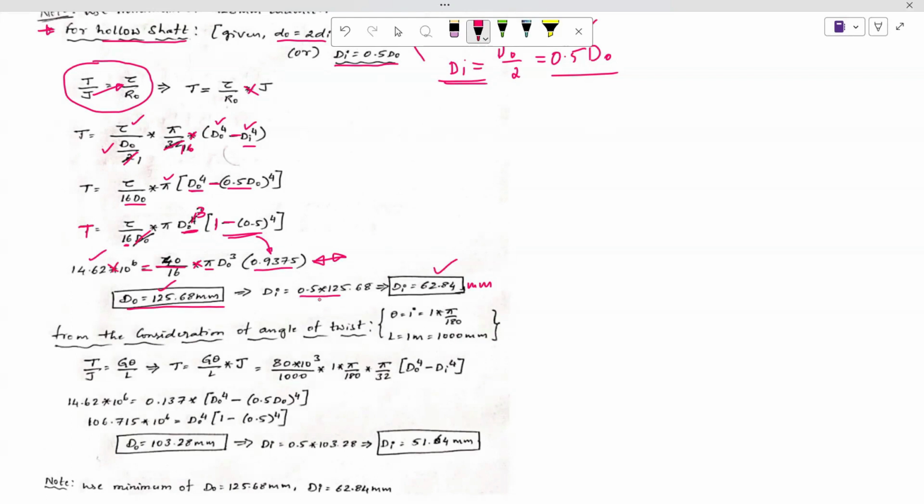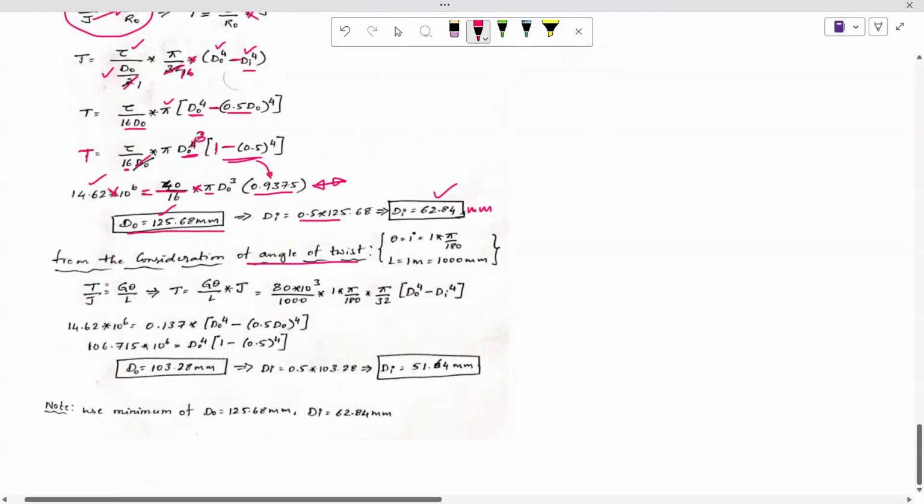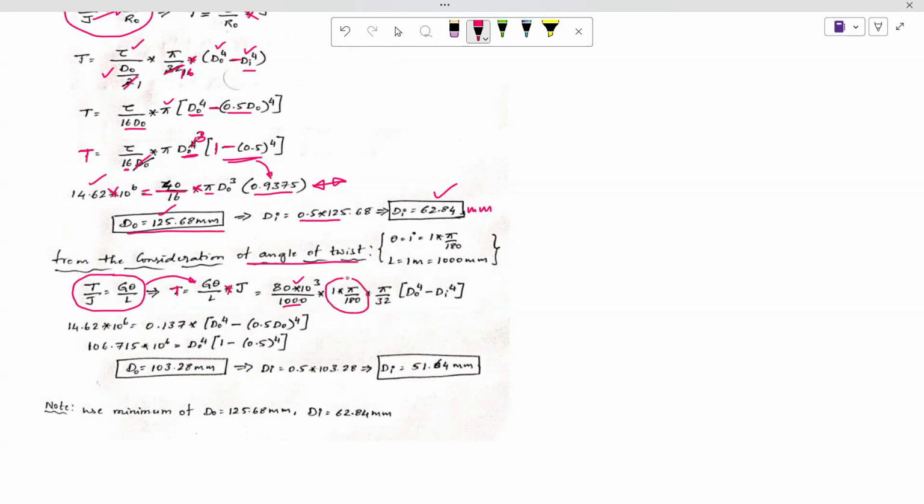Again, for this hollow shaft, you also need to consider the angle of twist, that is 1 degree per unit length. In that condition, what diameters are we going to get? Let's see. Same equation, T by J is equal to G theta by L. From this, just cross multiply. So T is equal to G theta by L into J. G is 80 into 10 to the power of 3, L is 1000 mm, and theta is 1 into pi by 180.